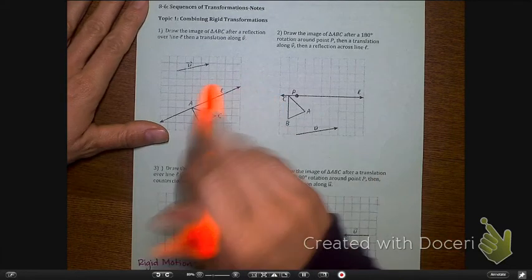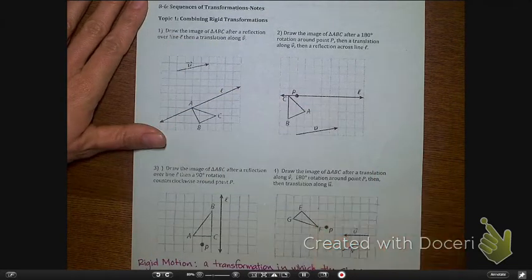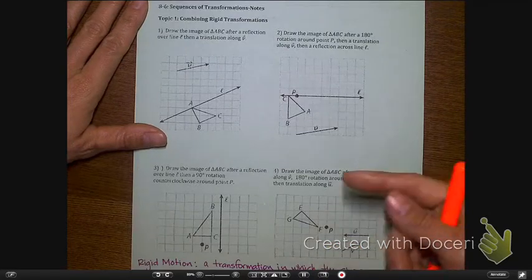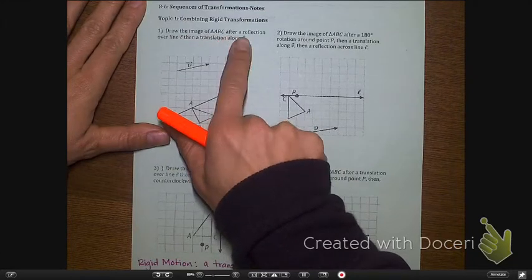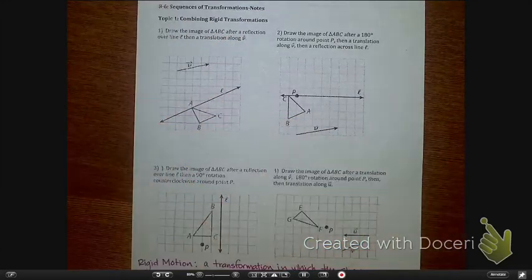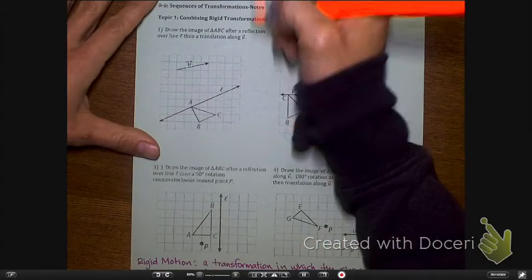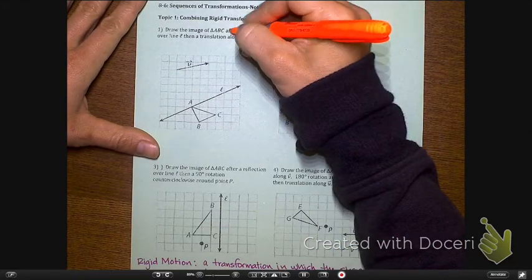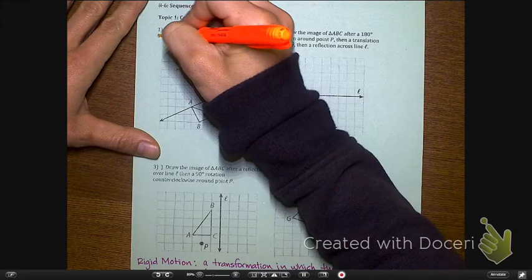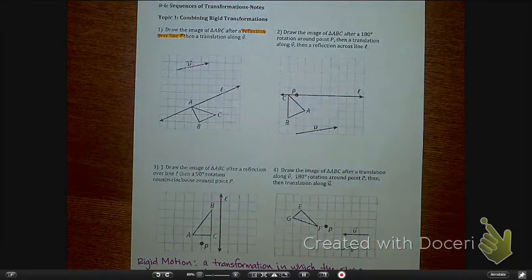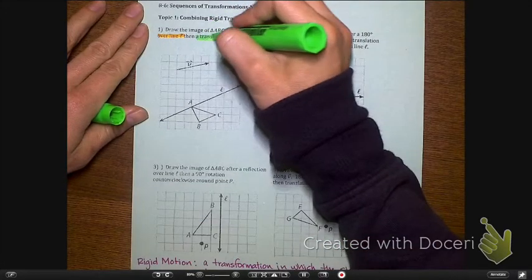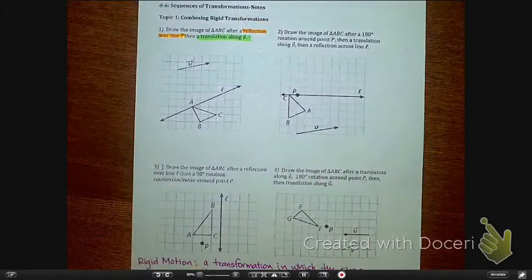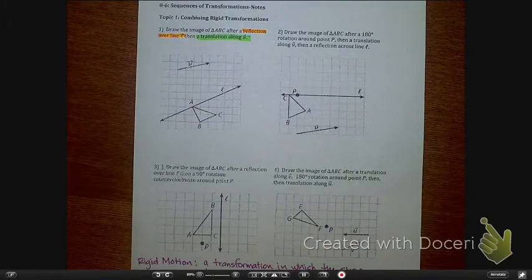So what we want to do first is read the problem and look at what transformations it's asking us to do. So in the first problem it says draw the image of a triangle ABC after a reflection over the line L and a translation along V. Okay, so it's asking me to first do a reflection over L, and then after that we're going to do a translation along vector V.